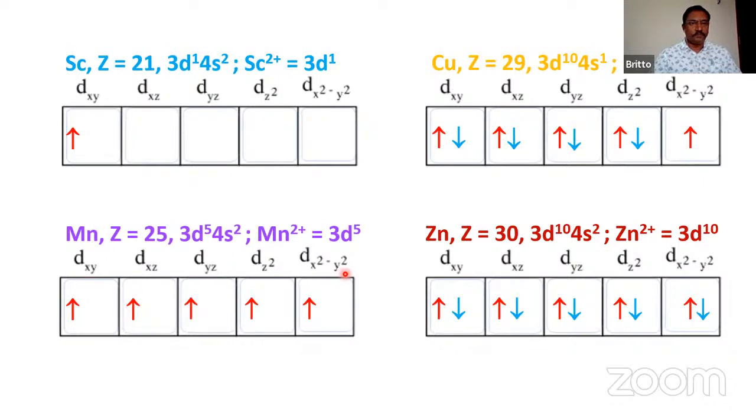Remember that one. Now scandium: scandium atomic number 21, scandium 2 plus has 3d1, only 1 electron. Copper has atomic number 29 and 3d10 4s1 configuration. Copper 2 plus has 3d9. To arrange 9, put all 5 and then pair: 4 pairs, and only 1 odd electron remains. So scandium 2 plus has 1 unpaired electron, and Cu2 plus also has 1 unpaired electron.